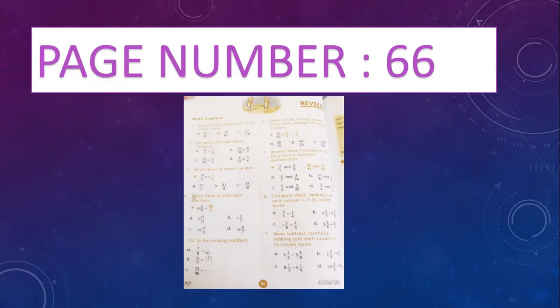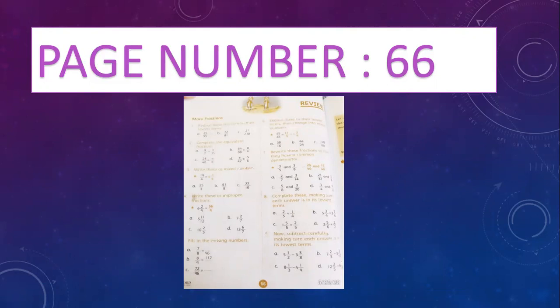In question 1 there are 9 questions. In page 66 there are 9 questions, and all parts of these questions are included. Most of the questions are like convert into the mixed number or convert into the improper fractions, addition of the improper fractions, and subtraction of the improper fractions. We have already done this in the previous pages, or you did it in class 4.